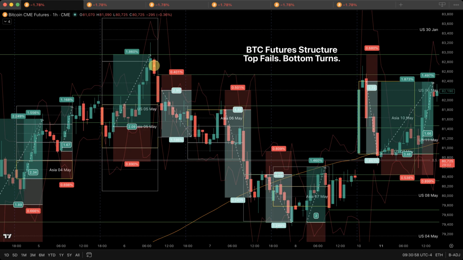The short is not from guessing the top. It comes from the upper side failing to hold. Price reaches. It reacts. It cannot build distance. Then it returns. That is the trade.